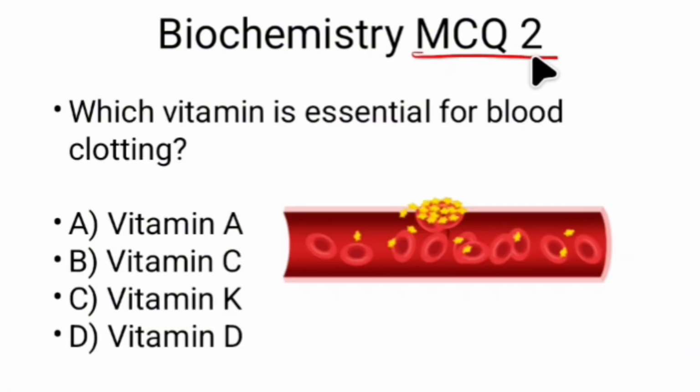Question number 2. Which vitamin is essential for blood clotting? The correct option is C. Vitamin K is essential for blood clotting.